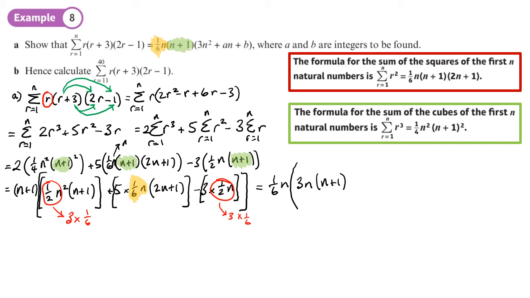Right, that's the first bracket. The second bracket, plus, now that 1/6n goes straight out, just leaving me with 5, and in brackets 2n plus 1. Now the last bracket, if I'm going to take a 6n out, I need to put a 3 in there somewhere to make that all work. So I'll end up with -9.